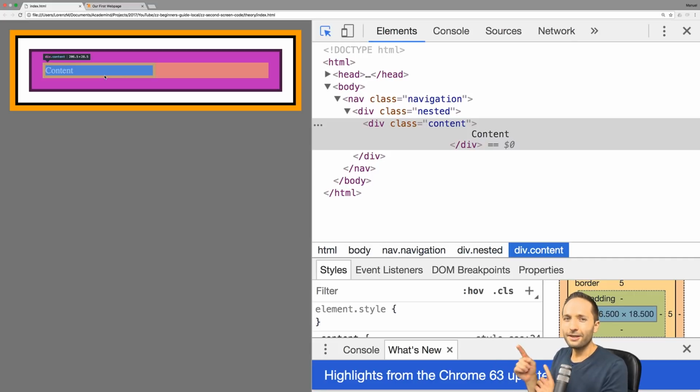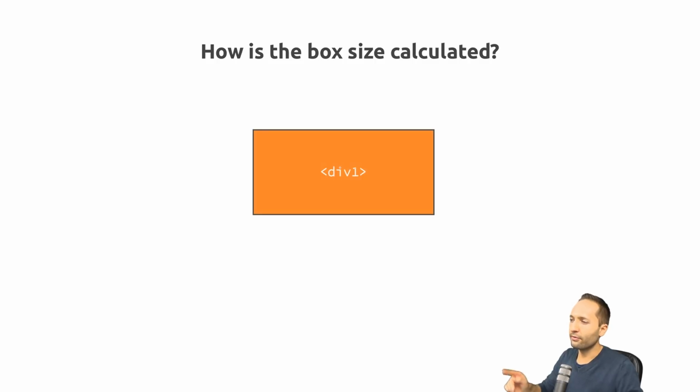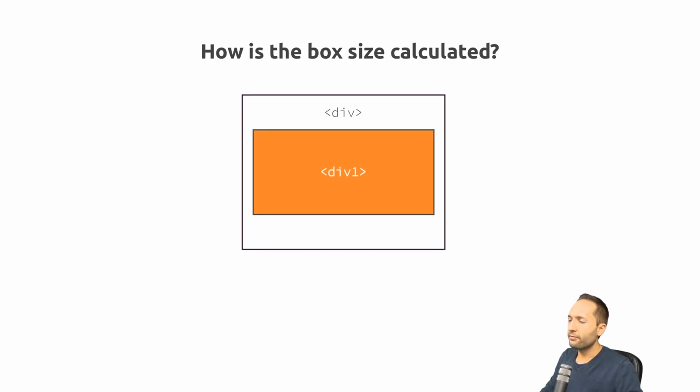And for that, it's again time to go back to the slides and have a look at the theory behind it. Because the question is, how is the box size calculated? And our situation is kind of as the following. We have a div, I named it div1 right here, and this div1 is nested inside of another div, and another div, and another div, but that doesn't make a difference right here to get the basic problem or the basic concept that we have to think about.